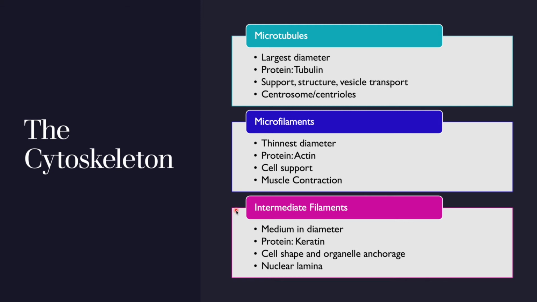Intermediate filaments are medium in diameter. They are the most stable out of the three fibers. They are more permanent than microtubules and microfilaments. They are made up of the protein keratin. They reinforce cell shape and anchor organelles, such as the nucleus. They make up the nuclear lamina, which is the nuclear skeleton.